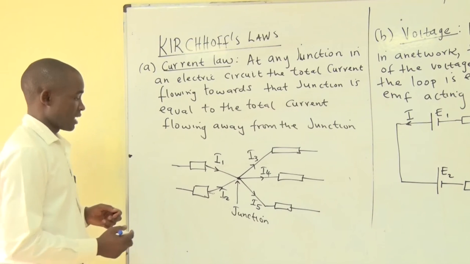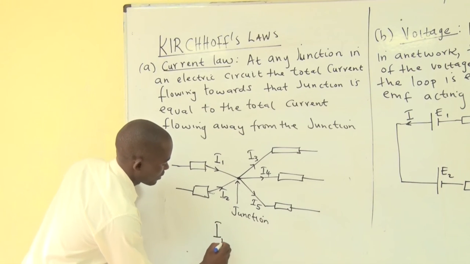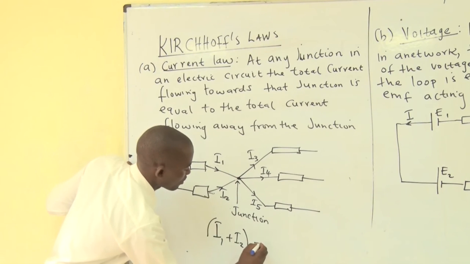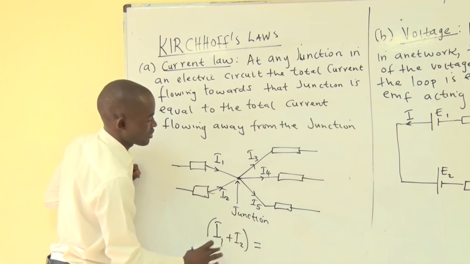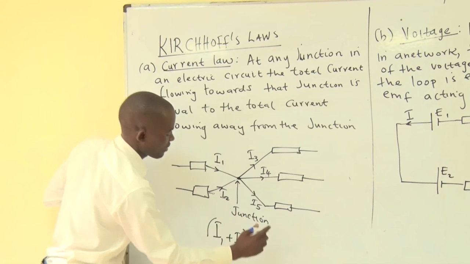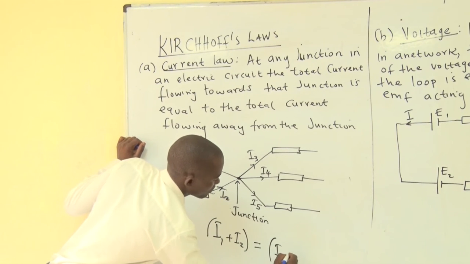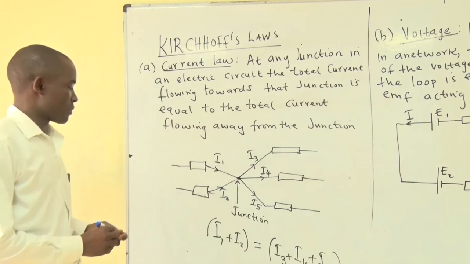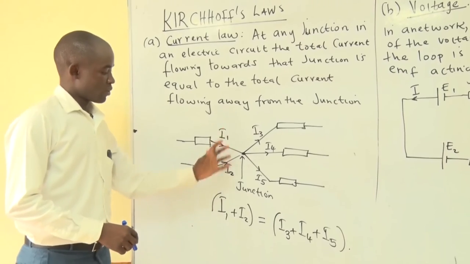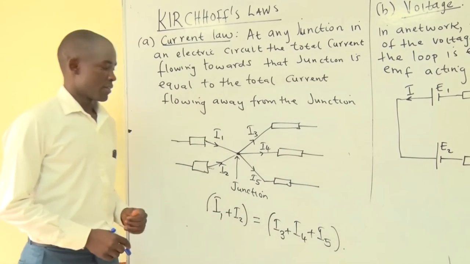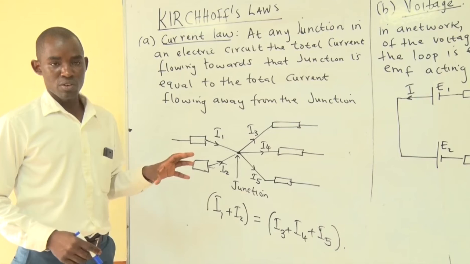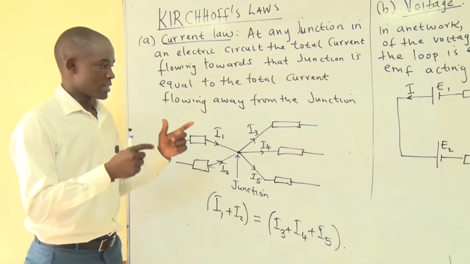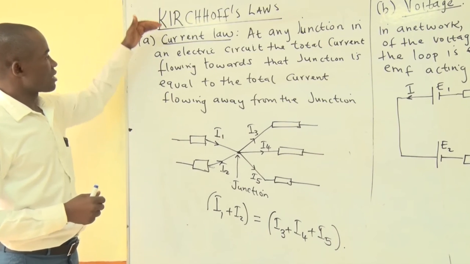So mathematically we will say that I1 plus I2, this is the sum of the currents entering the junction, will be equal to the sum of the currents which are leaving the junction, which is I3 plus I4 plus I5. So basically, if you sum up the two currents which are entering, it will be equal to the sum of the currents which are leaving. It is very important whenever you are given such a question, you need to look at the directions, because the directions will guide you what is entering, what is leaving. So basically that is about Kirchhoff's current law.